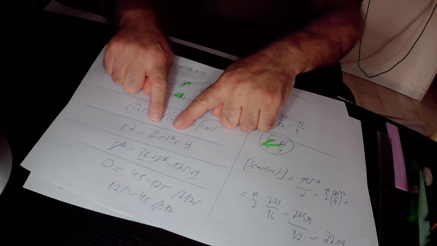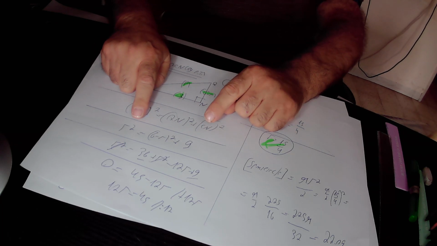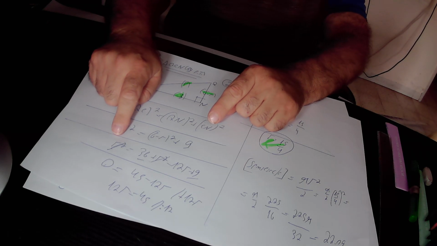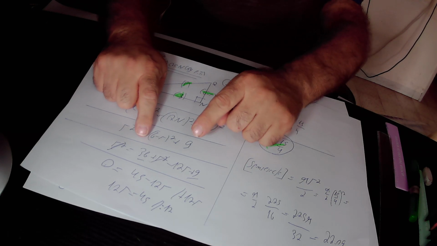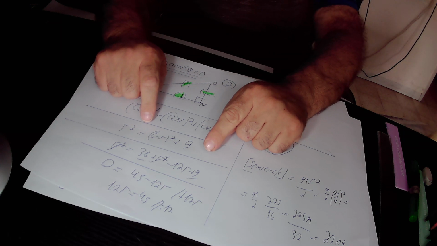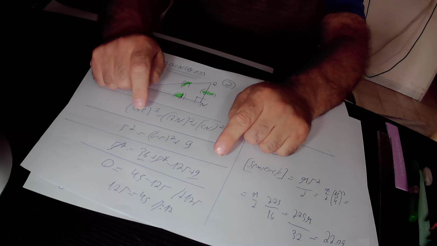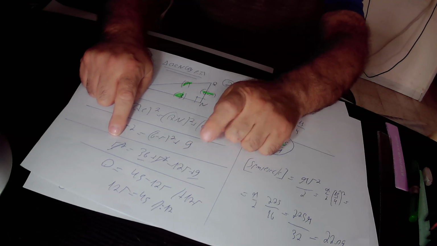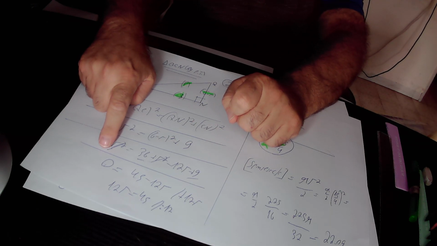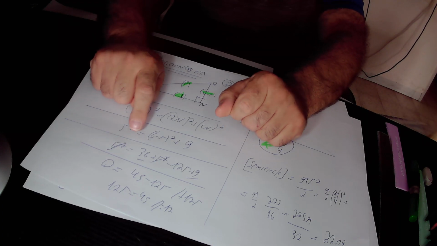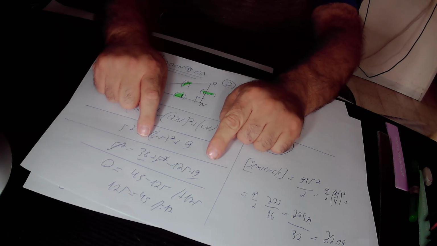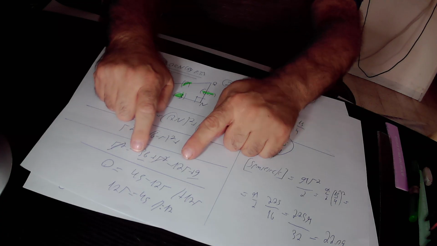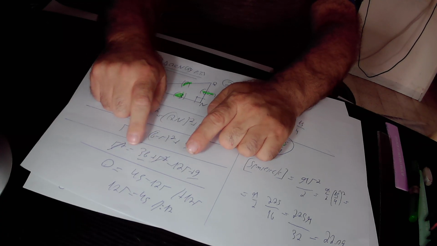Now open the brackets of this expression, and we find that R squared equals 6 squared, that is 36, plus R squared, minus 2 times 6 times R, that is minus 12R, plus 9. We have R squared on both sides of the equation, so R squared cancels, and on this side of the equation we are left with 0, while on the other side we have 36 plus 9, that is 45, minus 12R. So 45 minus 12R equals 0.